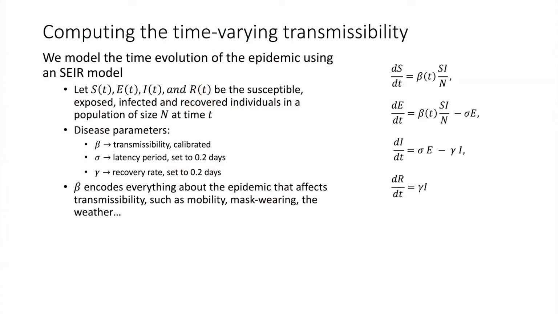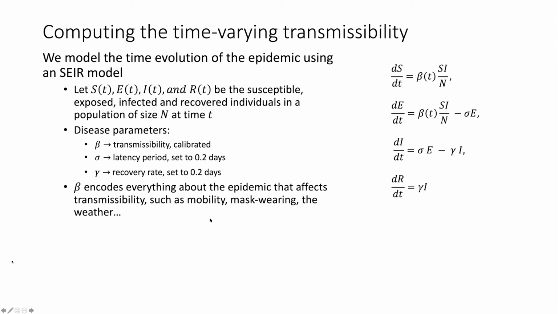And what we do here is that there are only 3 parameters. There is beta, which is the transmissibility, sigma, which is the latency period, and gamma, the recovery rate. And sigma and gamma we set based on the best available data from the CDC, the Centers for Disease Control and Prevention. And beta, the transmissibility, is what we calibrate. So it's a time-varying parameter for us, and it is dependent on the number of contacts between susceptible and infectious people, which is what we're computing from the mobility data, or an estimate of it.